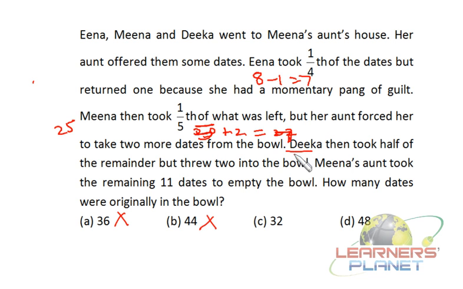Now here we start with 18. Dika then took half of the remainder but threw 2 into the bin. That means she takes half of that, that is 9. Then further she throws 2 into the bin, so actually she takes 7. So we are left with 18 minus 7, that is 11. Meena's aunt took the remaining 11 dates. So it matches the given calculation. So 32 is the correct choice.